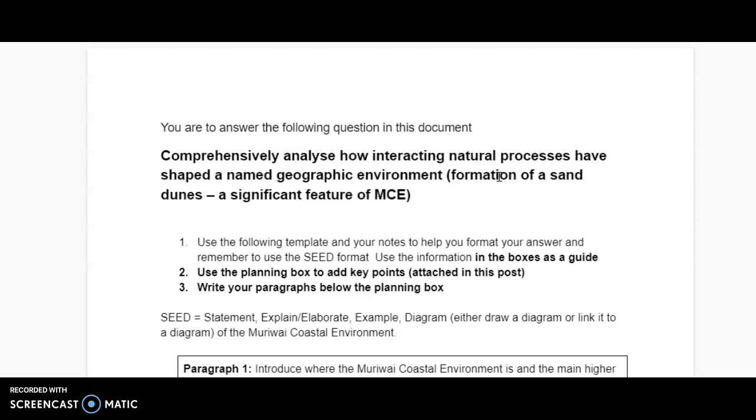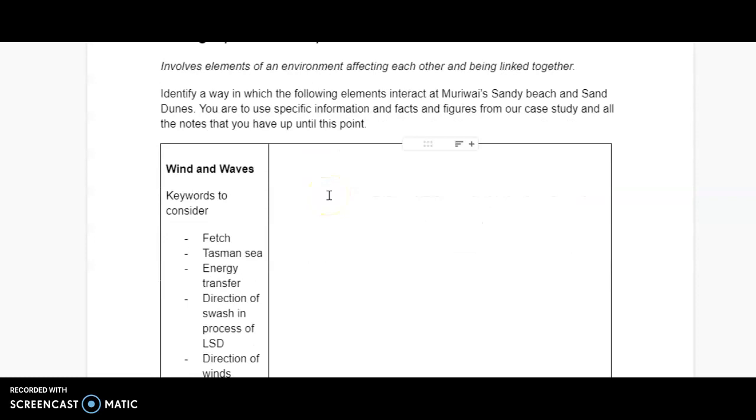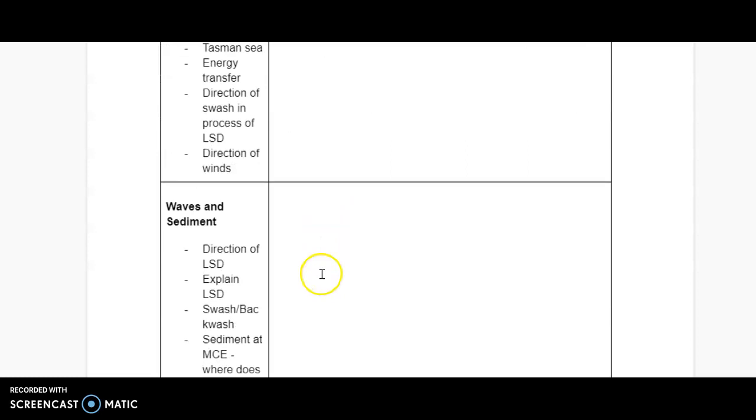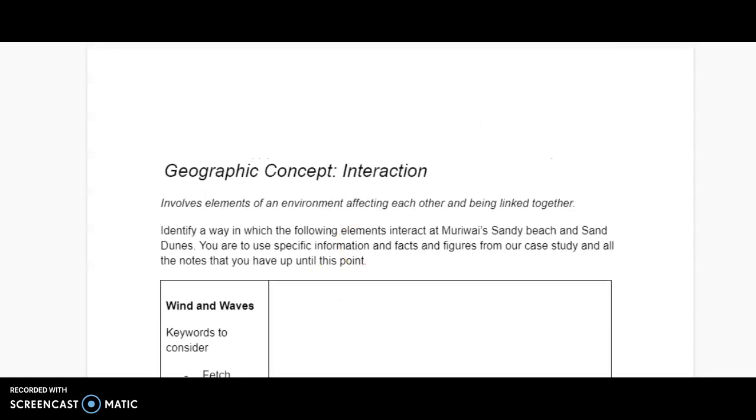I also want you to think about how each process affects the other process, and how they interact to create the sand dunes. We looked at that yesterday with this diagram. I wanted you to start thinking about how the wind and waves interact, and how the waves and the sediment interact in the simple form of them as just processes.